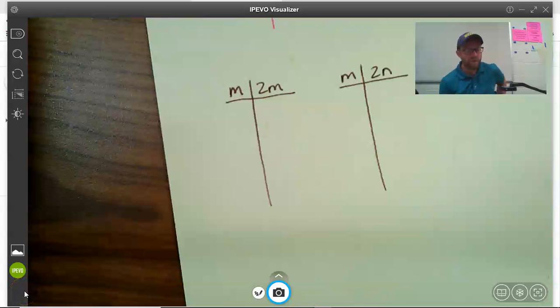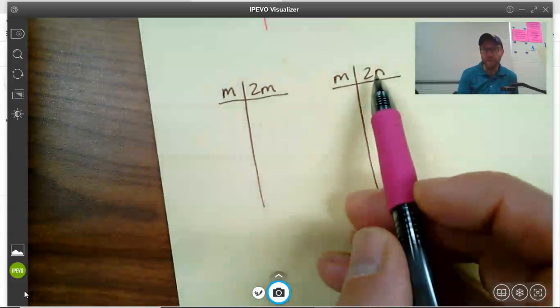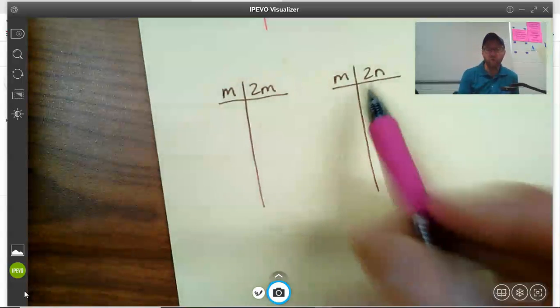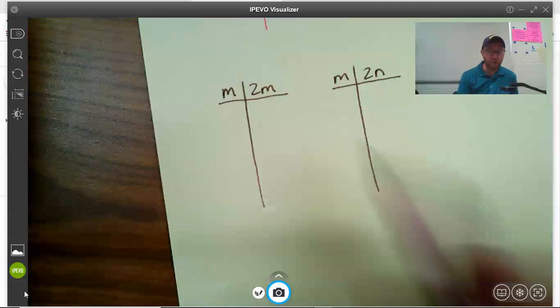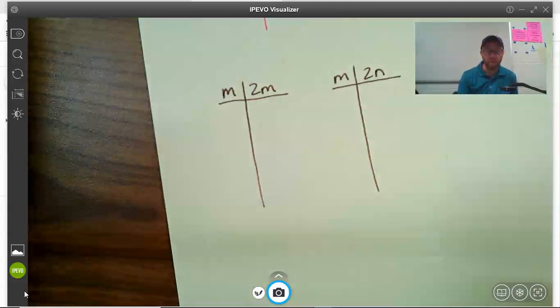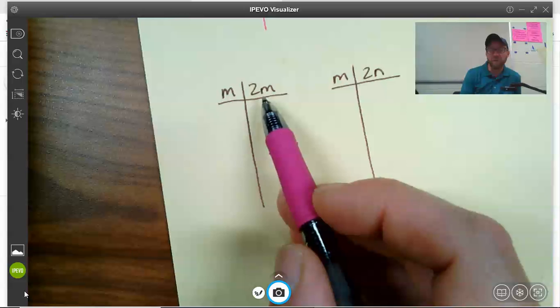All right, we're going to talk about even and odd integers. This is a pretty common thing to find in a number theory problem. So if I have this expression 2m, or for that matter 2n, this expression will always represent an even number. Every even number can be represented as 2 times something. You can think about this expression as always representing an even number.